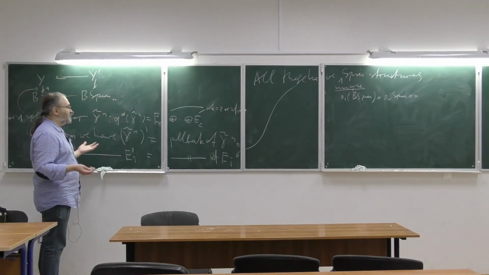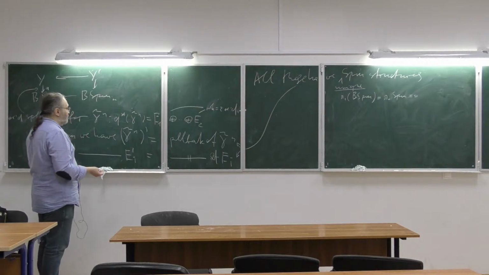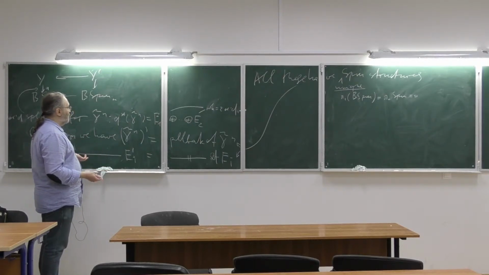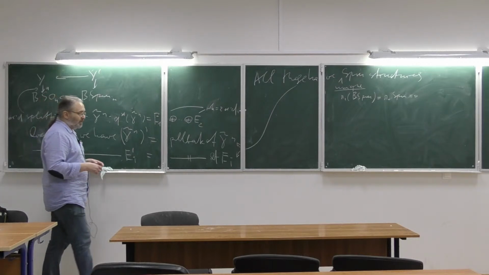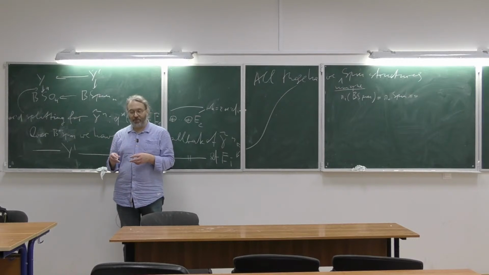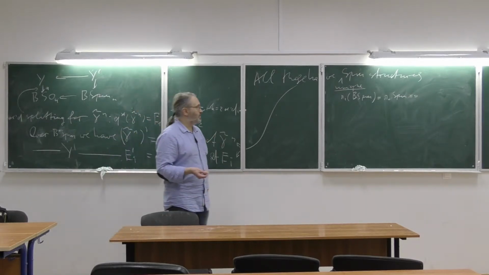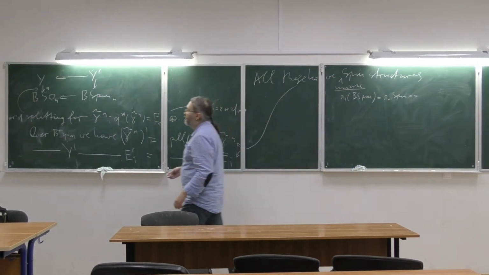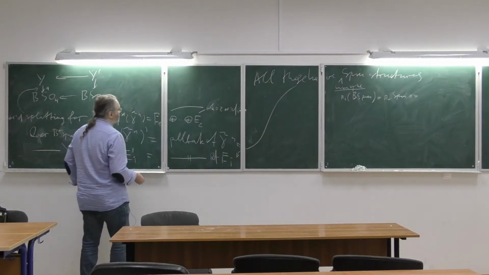Well, what does this mean? Well, this means that the group H1 with mod 2 coefficients is 0. So there is a unique spin structure. Well, let's see. What about this one? What about Y prime?